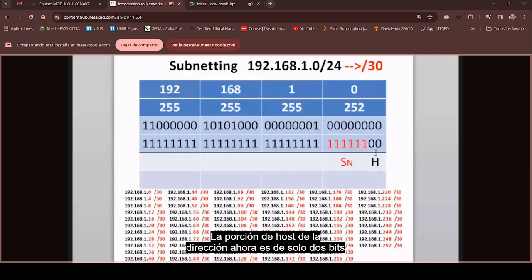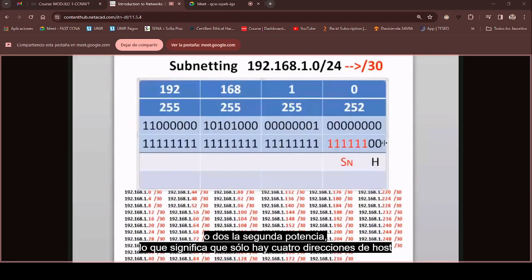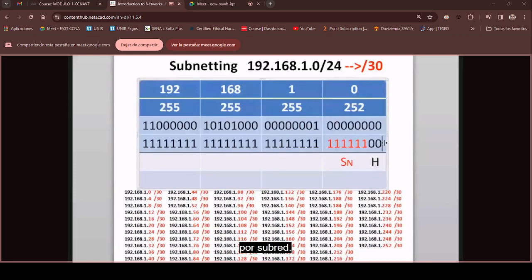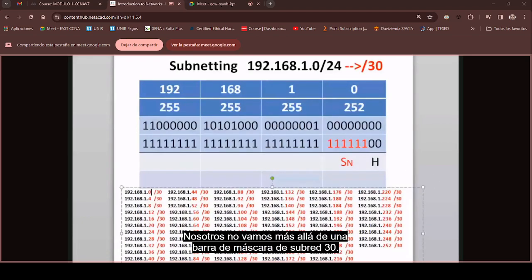The host portion of the address is now only 2 bits, or 2 to the 2nd power, meaning there's only 4 host addresses per subnet. Now, if you have 4 host addresses, you have to leave room for the network address and the broadcast address, so 4 minus 2 leaves only 2 usable hosts per subnet. Typically on a LAN, we do not go higher than a /30 subnet mask. Otherwise, you'll not have enough room for usable host addresses. In other words, we can't borrow any more bits from the host portion, or we won't have enough addresses for hosts.